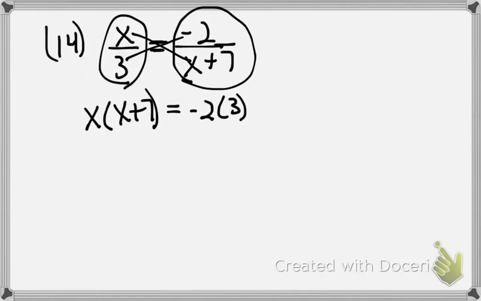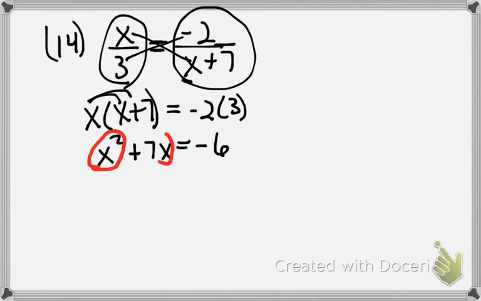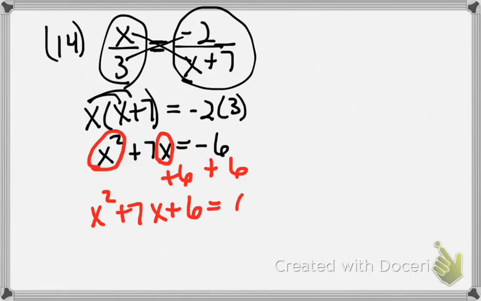So simplifying this a little bit, I'm going to multiply the x by the x plus 7, so that's x squared plus 7x equals negative 2 times 3, which is negative 6. And now I've got to figure out how I'm going to solve this. Anytime I have an x squared and an x both together in an equation, I'm going to try to get everything together to one side equal to 0 so that I can factor. So I'm going to add 6 to both sides, which makes my problem be x squared plus 7x plus 6 equals 0.